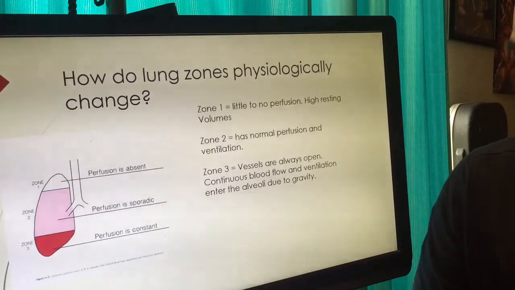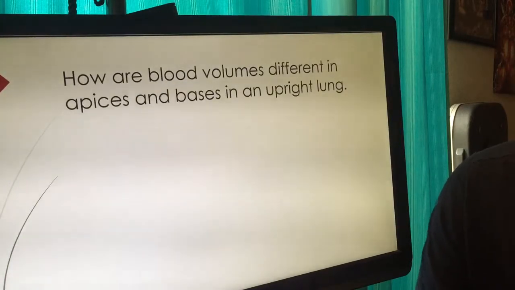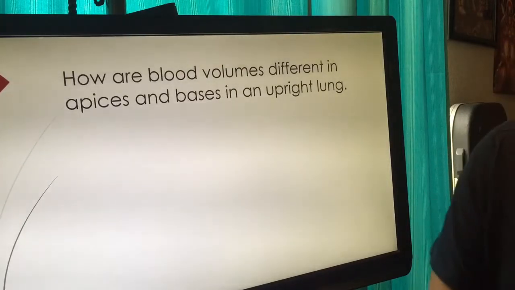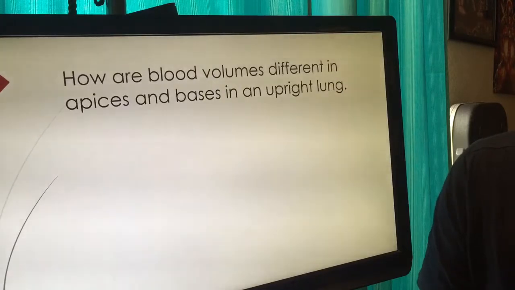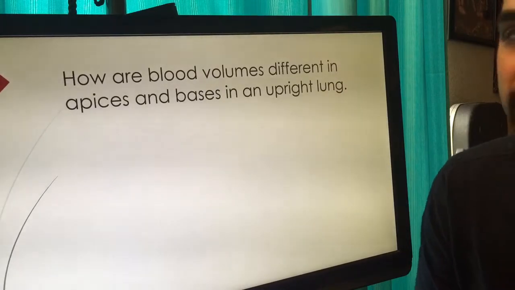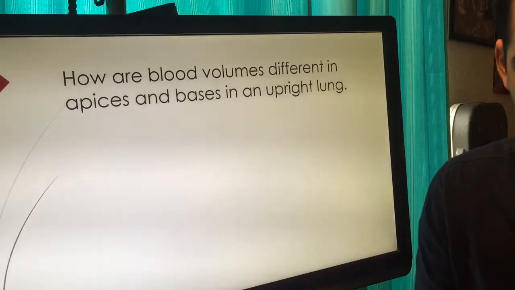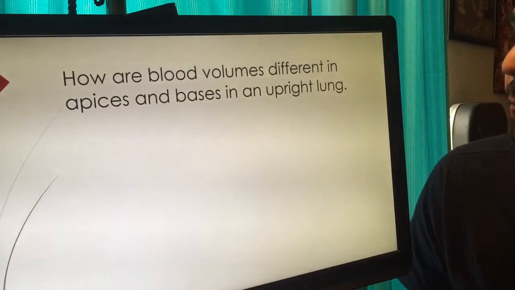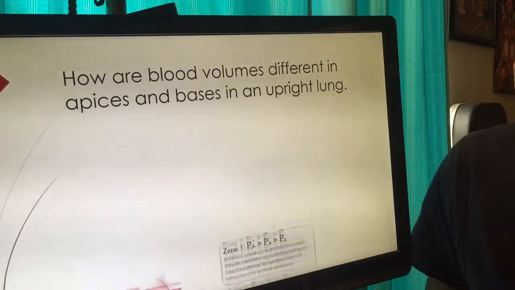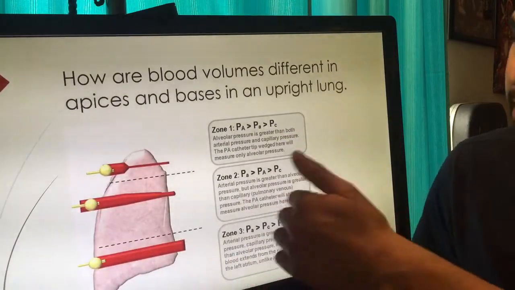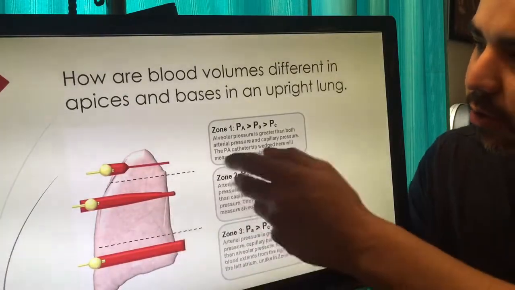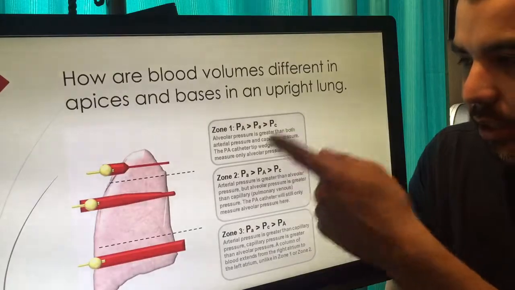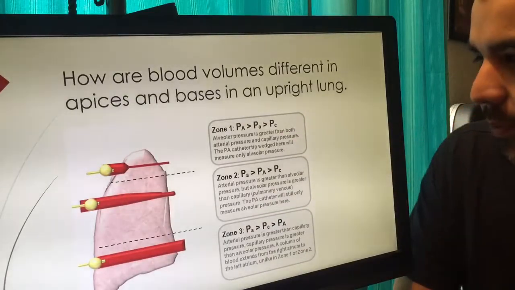So now that we talked about that, let's talk about the next slide. This one is how are blood volumes different in the apices and bases in the upright lung. So this is the last objective we're going to be looking at. Thank you for bearing with me. So here, again, we have an upright lung. I wish I had a better picture, but this is the one I really like because it basically summarizes what I just talked about in the previous slide.